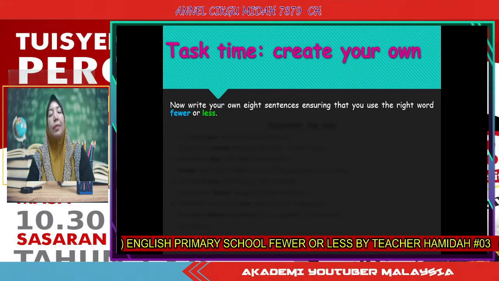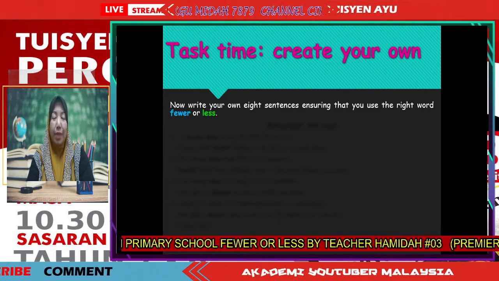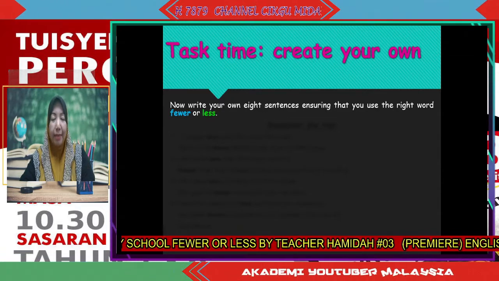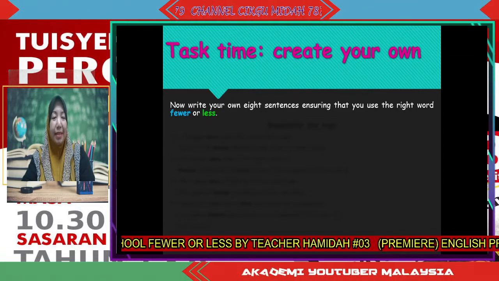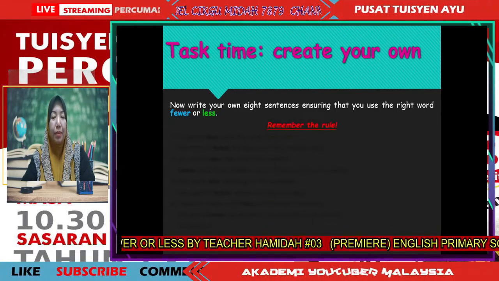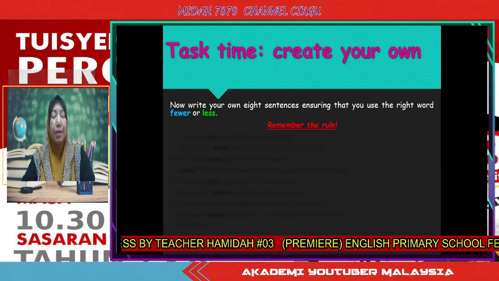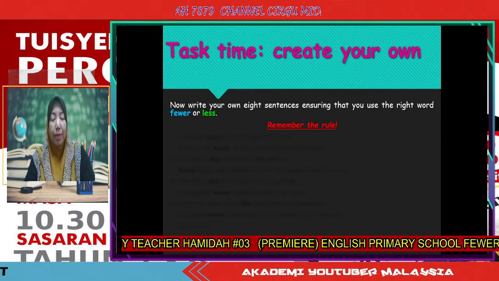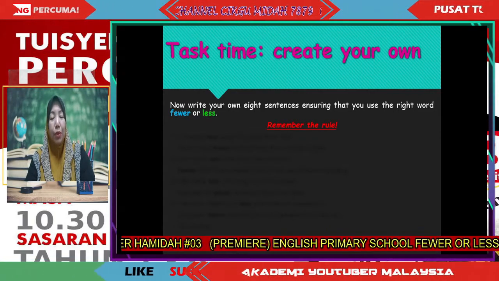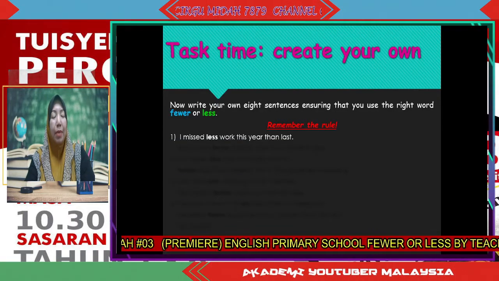Or I will give you an example. You can write down the example inside your notebook. Okay, write the sentence inside your notebook. Number one. Okay, make sure you remember the rule. For countable nouns, you use fewer. For uncountable nouns, you use less. Remember the rule.